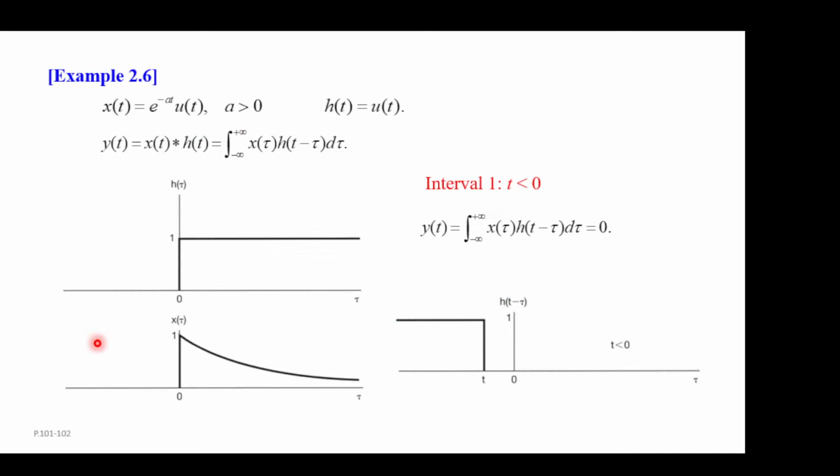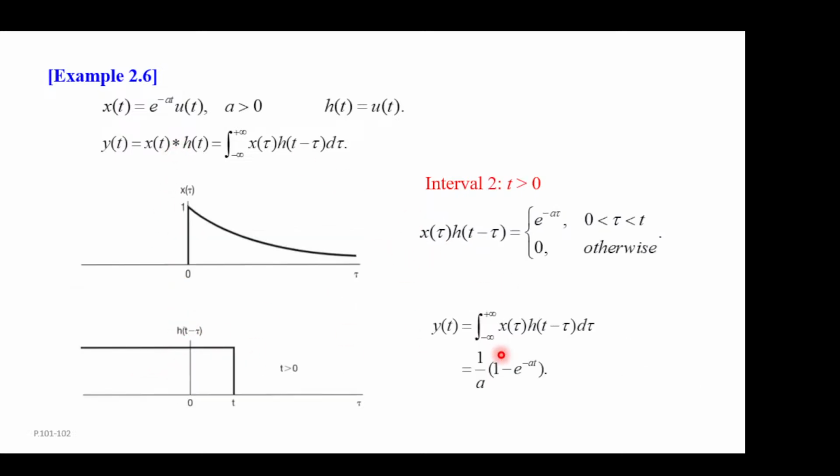And similarly, we have this picture way to describe the convolution, and you want to see the overlap between x of tau and h of t minus tau. You are plotting against tau, and you are changing t to see how they overlap, and you need to analyze the different intervals. Okay.